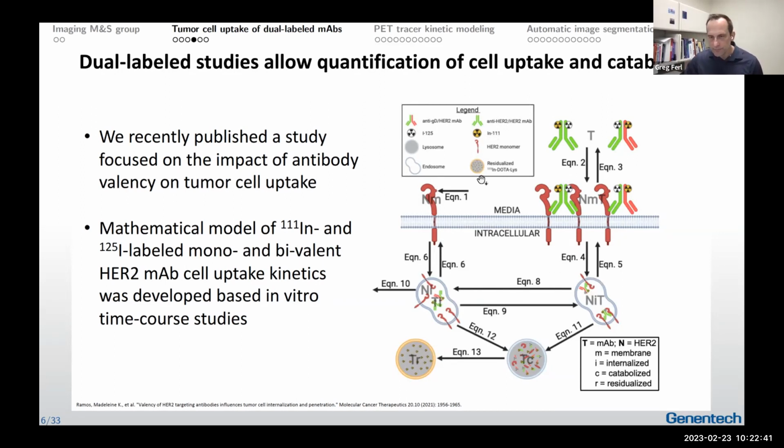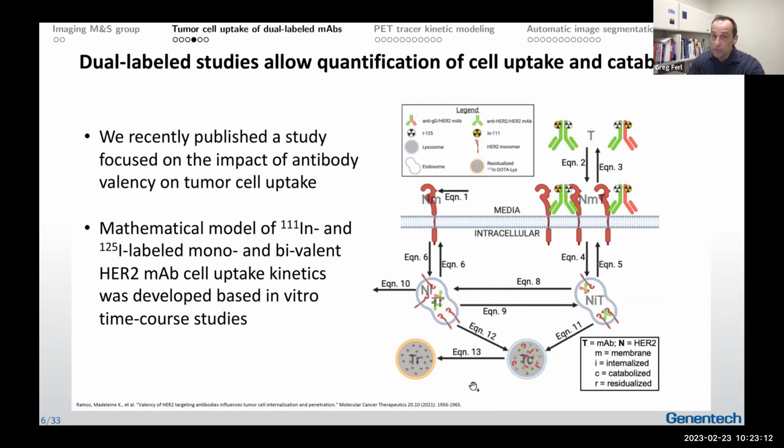And so in the model here, really the key things to take away from this is in the media, we model, of course, binding and dissociation to HER2, which is this kind of hook-shaped receptor here. Internalization of the antibody HER2 complex, then equations 8 and 9, and binding and dissociation, right, within the endosome, and catabolism of these antibodies, and then trapping here of the indium-111 radionuclides.